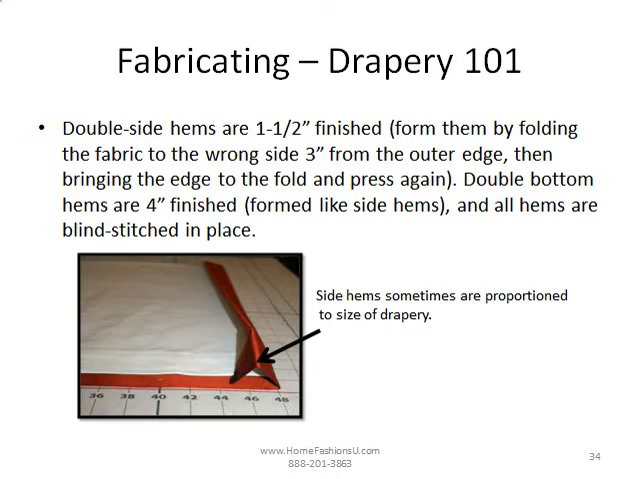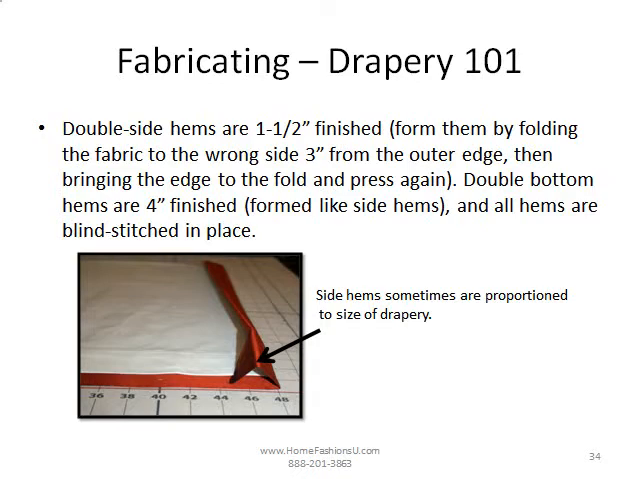Double side hems on a drapery panel are 1.5 inches finished. They are formed by folding the fabric to the wrong side 3 inches from the outer edge, and then bringing the edge to the fold and pressing it again. Double bottom hems are 4 inches finished, and they are formed just like the side hems. All hems are blind stitched in place.